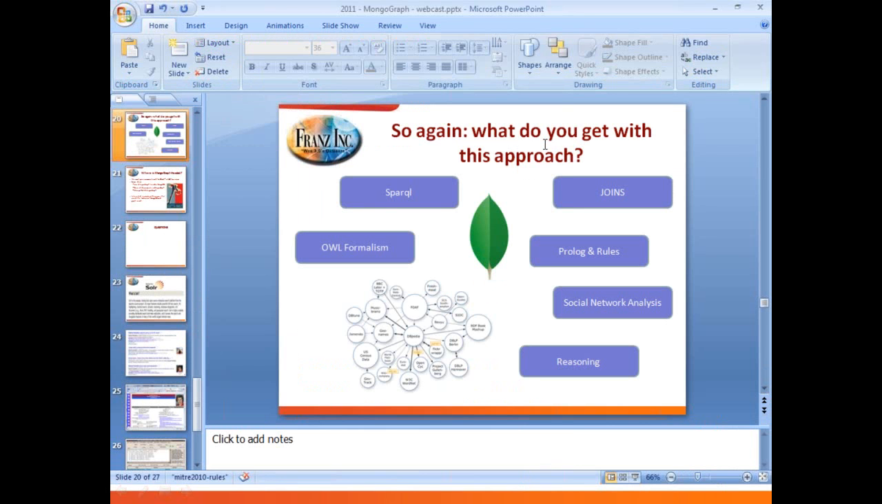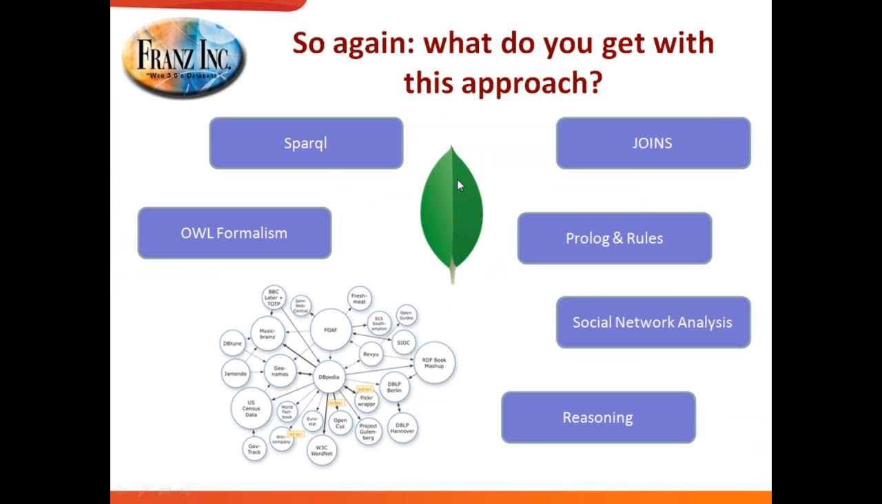Again, I showed the slide before. So what do you get with this approach? To some extent, you get everything you got from MongoDB. You can add objects and you can retrieve objects. But in addition to that, you can do SPARQL. You get joins wherever you want them. You can work with Prolog and rules, as I just showed. You can do social network analysis. And if you work with these JSON objects, you can also now link them to the linked open data cloud. I didn't show that, but it's fairly trivial to see how that will work.